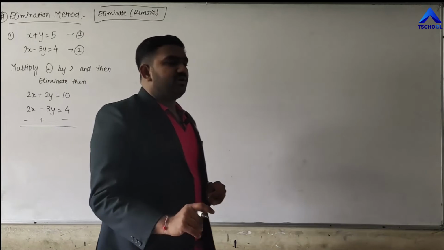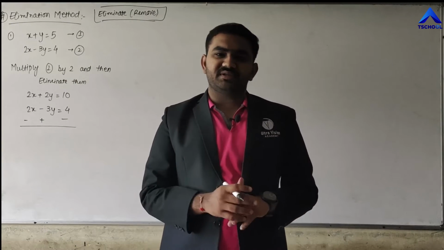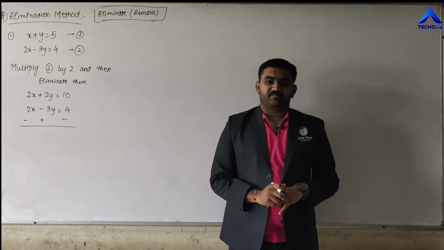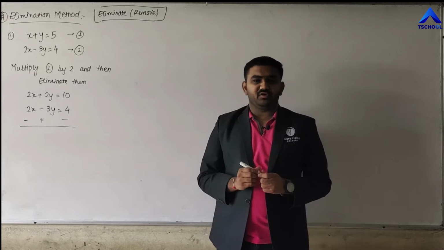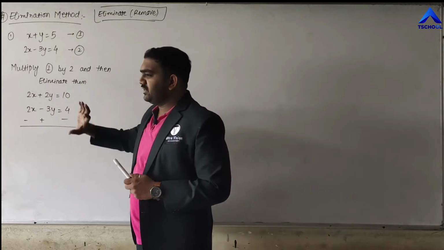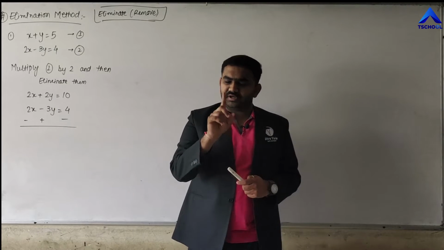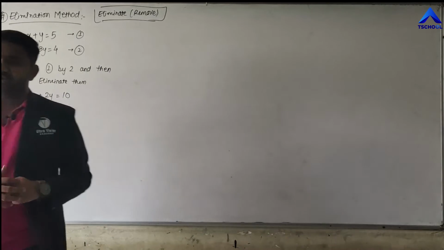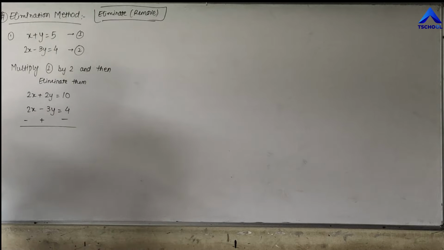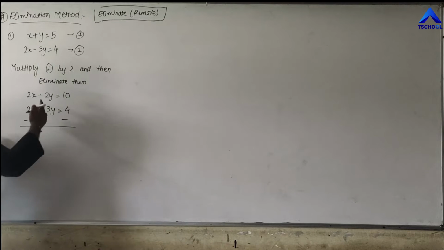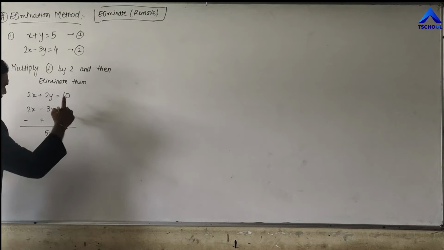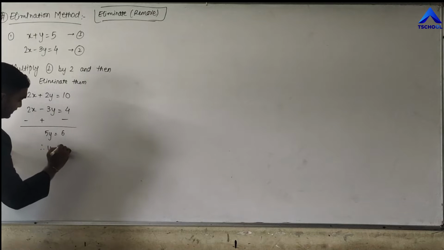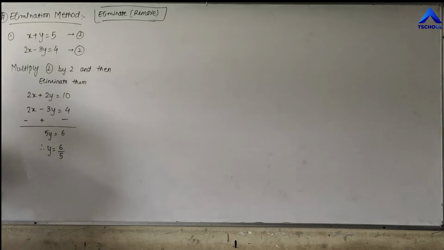So if I want to eliminate them, I am going to subtract them. Note that when you eliminate these equations, you must subtract those given equations in order to take out the terms with the same coefficients. That means this 2x and 2x will be removed here. This 2x minus 2x will become 0. 2y plus 3y is equal to 5y, and 10 minus 4 is equal to 6. Right, so you can say that y is equal to 6 upon 5 here.